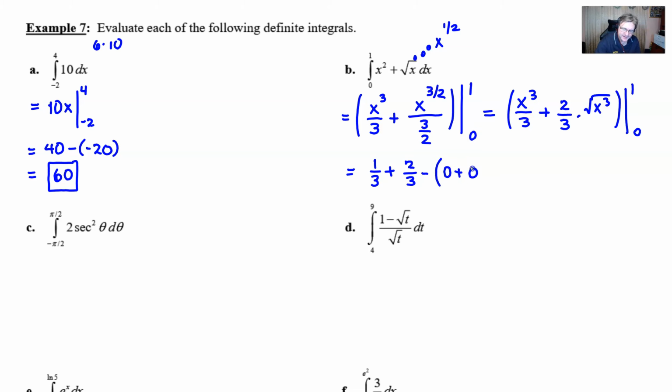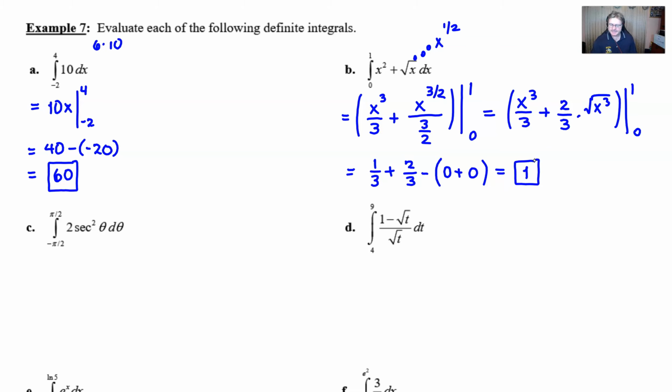Nothing hangs around when you let those x's be 0. And so you can simplify 1/3 and 2/3 to get 1, and that would be your final answer. All right, these actually can go pretty quickly once you get into a nice rhythm.